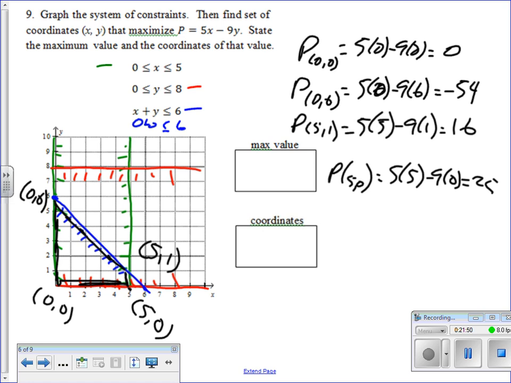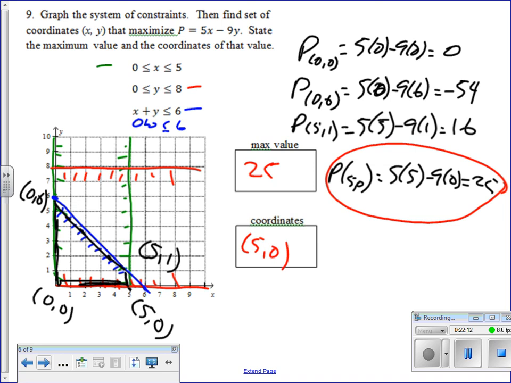Have to test them all one at a time. Plug in the coordinates for x and y, test them one at a time. It is asking for the maximum and where the maximum happens. My maximum value in this case is 25, and it happens at the point 5, 0. Once again, read the question carefully.